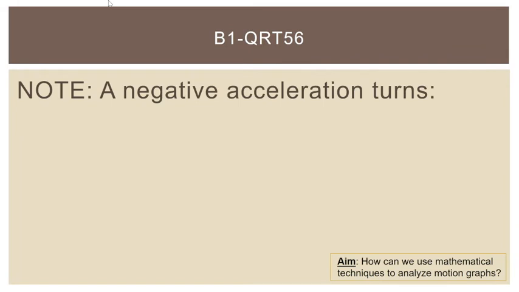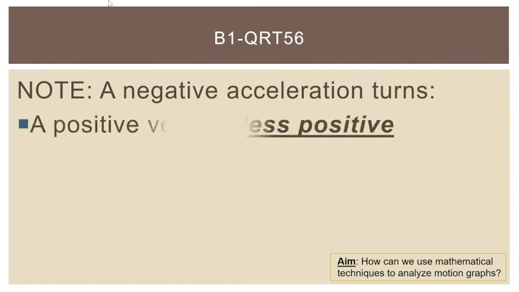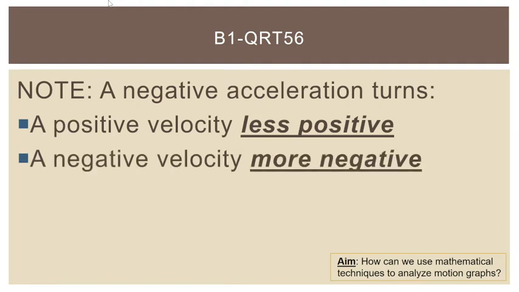Note, a negative acceleration turns a positive velocity less positive and a negative velocity more negative. And of course, I'm talking about a negative acceleration here because that's what was in the question. But if the question had a positive acceleration, all these would just be opposite, right?